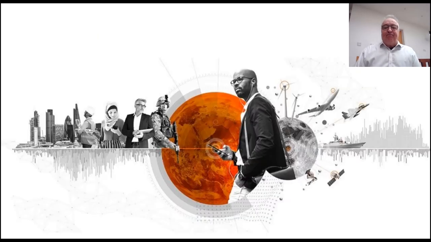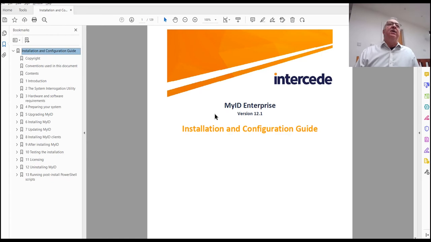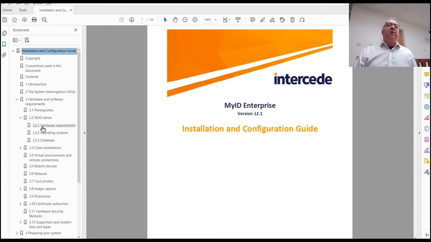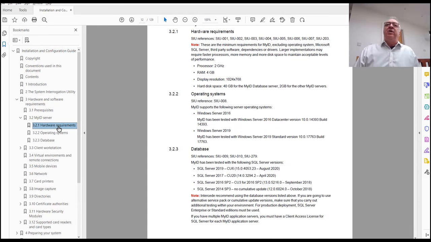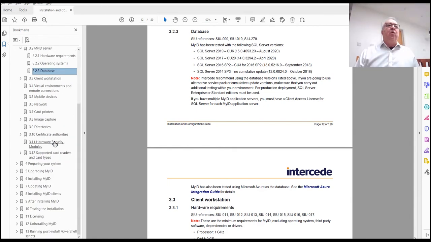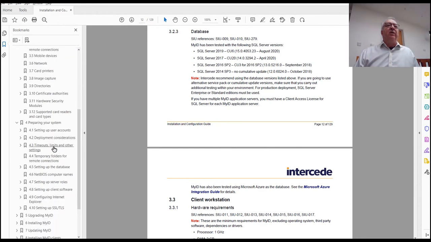So let's dive in. If I bring up the MyID installation guide, we're going to go through basically two sections, briefly skimming over what they're talking about. Here you've got section 3, the hardware requirements, and that outlines what you need to know in terms of what hardware you need to set up MyID, what the operating systems are, what the databases are, and you go through and sort that out. And the fourth chapter here, preparing your system, we'll have a brief look at as well.